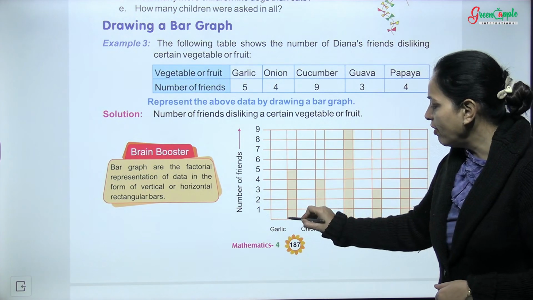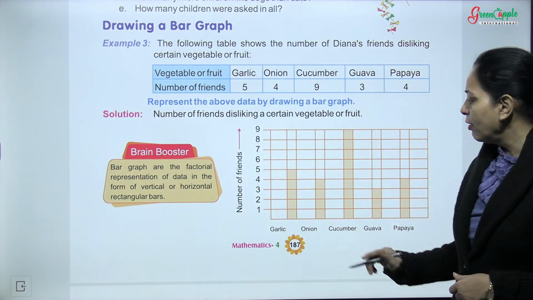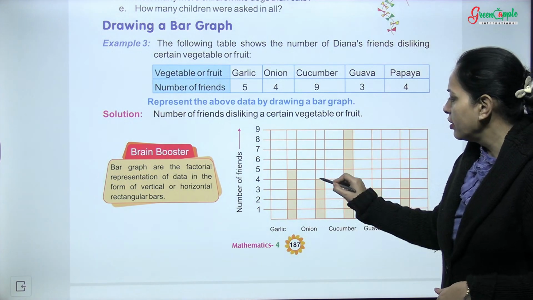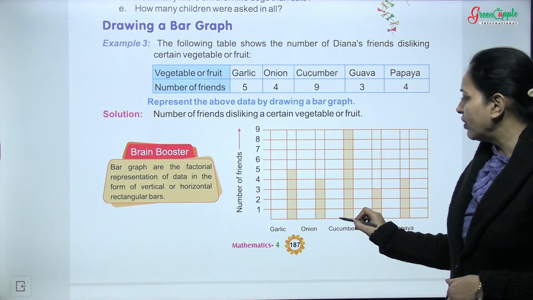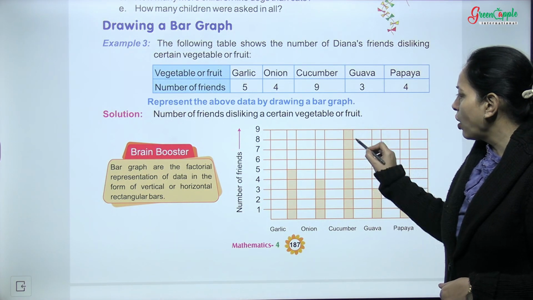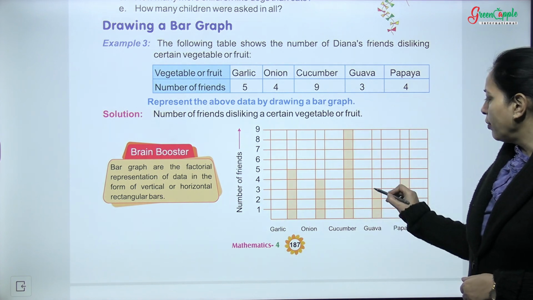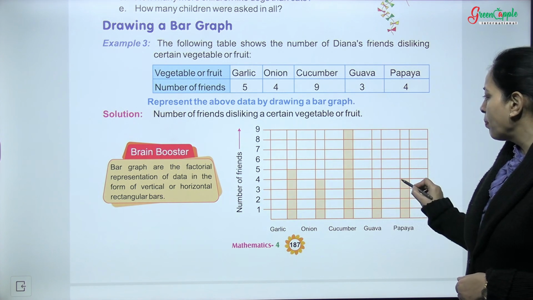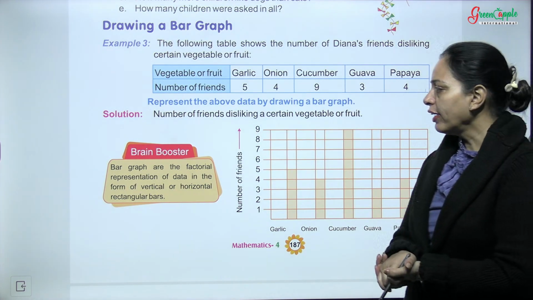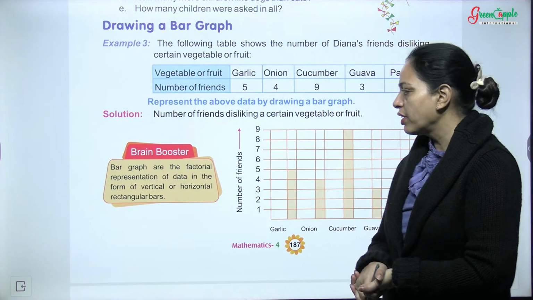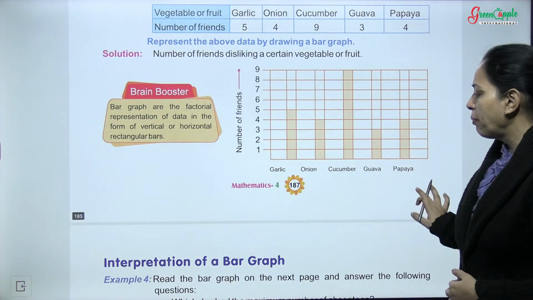So just leave some gap, draw a bar, like draw a rectangle, then leave the same gap. 4, so corresponding to 4, draw a bar, then leave the same gap. Corresponding to 9, draw a bar, leave the same gap. Guava 3, leave the same gap. Papaya 4. So this is the bar graph. Now bar graphs are the pictorial representation of data in the form of vertical or horizontal rectangular bars.